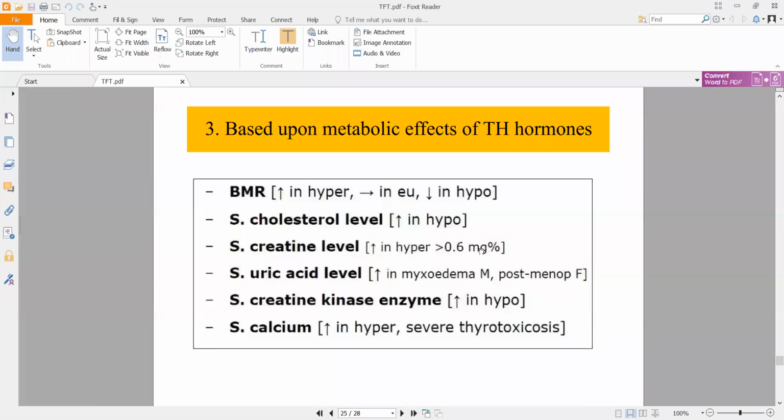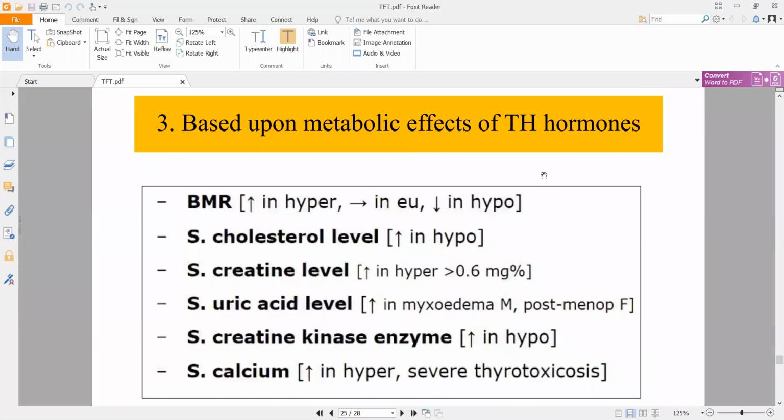Now, based on the metabolic effects of thyroid hormone. You know that thyroid hormone has very important metabolic effects. If there is a fluctuation in thyroid hormones, you will generally be able to see it in one of these categories. In hyperthyroidism, you will see an increased BMR, because metabolic rate increases through thyroid hormones. Your thyroid hormones are responsible for maintaining your BMR. If there is an increased amount of T3 and T4, you will have increased BMR. Specifically, if you have increased T3 itself, you will have high BMR.